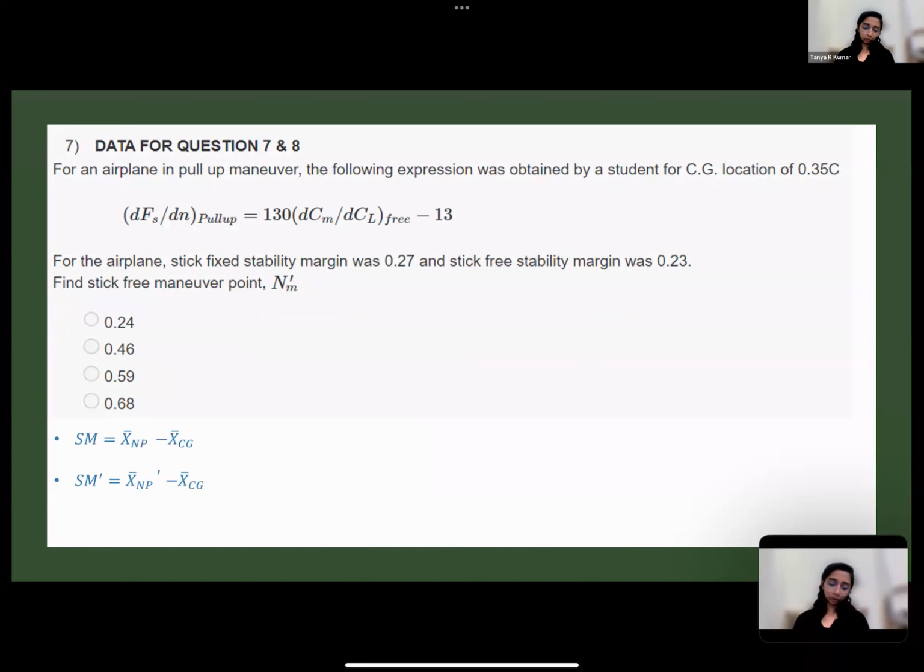Okay, so they're giving you two static margins, right? If the question was to find the stick fixed maneuver point, you use the first equation. Stick free, you use the second equation. Let's try doing both.